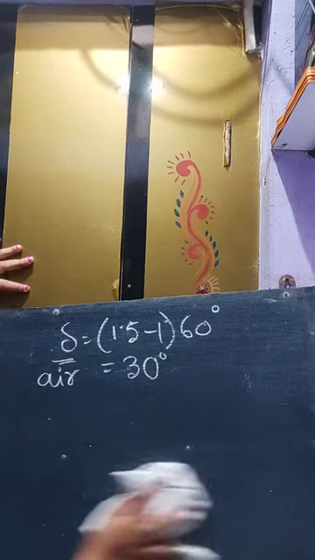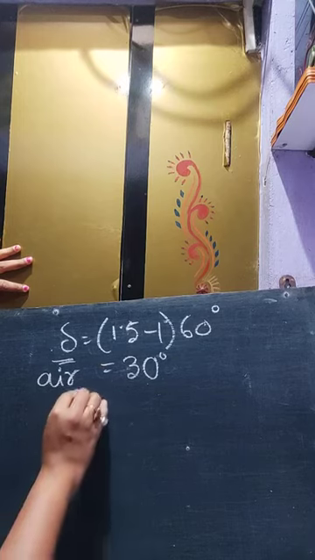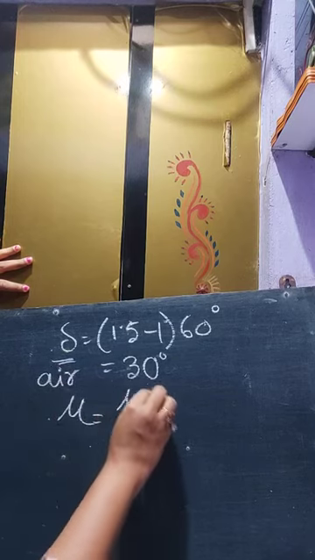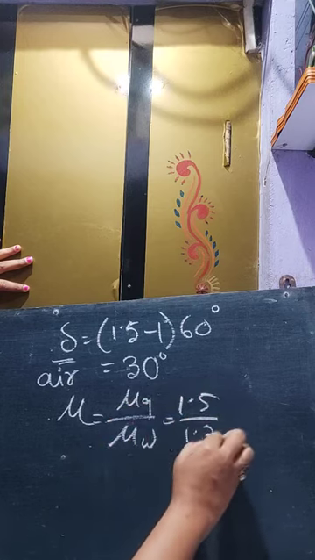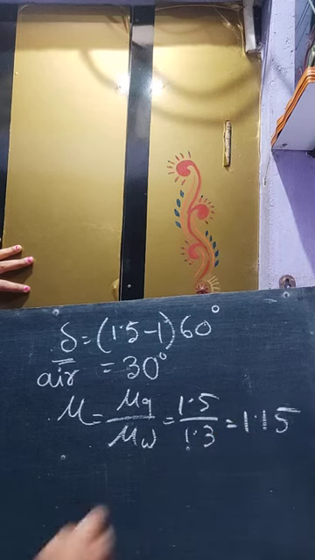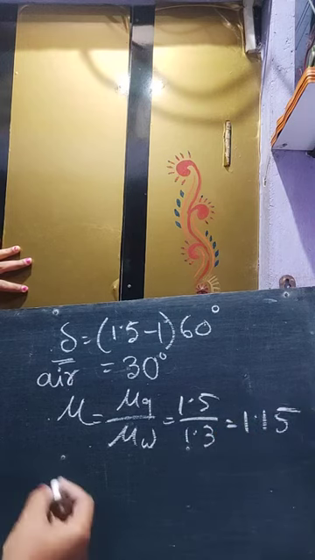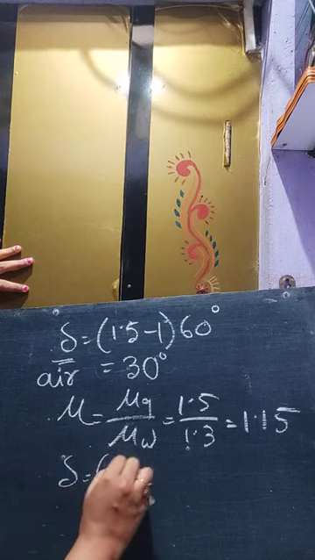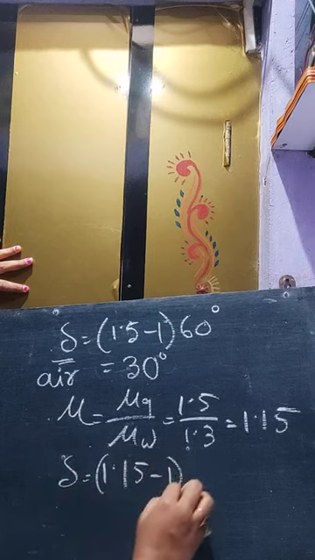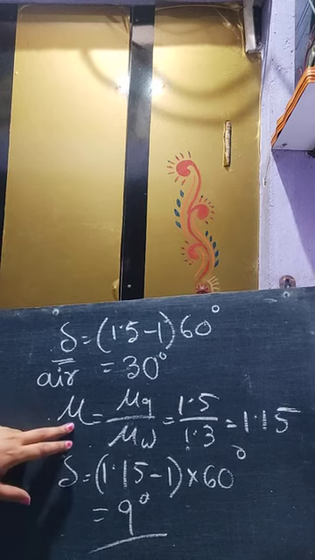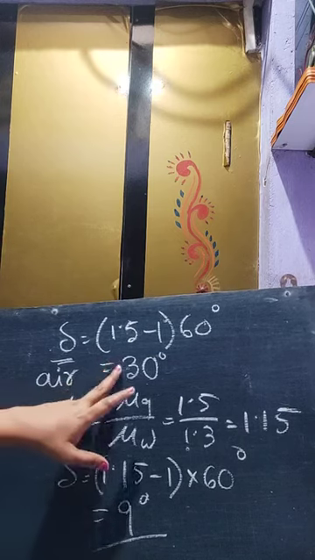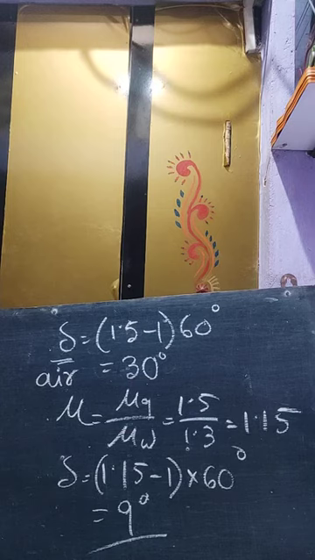Now what will be the deviation in water? For water, mu will be mu g by mu water, that is 1.5 by 1.3, which is nothing but 1.15. So delta will be (1.15 minus 1) into 60 degrees. If you calculate it, it becomes 9 degrees. So in water the deviation will be 9 degrees, and in air the deviation of the glass prism is 30 degrees. Okay.